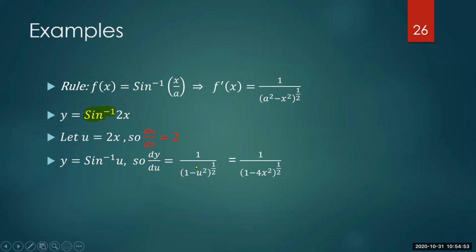And then you put in, we said that u is equal to 2x. So instead of 1 minus u squared here, we put in 1 minus 2x all squared. And that gives us 1 minus 4x squared. And so that's our differentiation done. Okay. And so dy dx, which is equal to dy du by du dx, is 2 all over 1 minus 4x squared all to the power of a half.